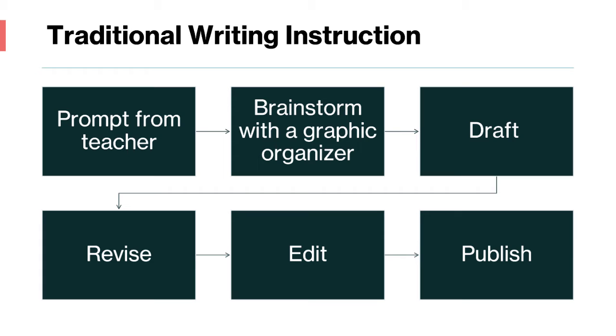Next, traditionally, a graphic organizer is completed for the brainstorming process. After that, a first draft. Following a draft, revision and editing take place. Often, revision and editing are quick steps in a traditional writing classroom, probably even taking place over a day or two. Finally, your piece is published.